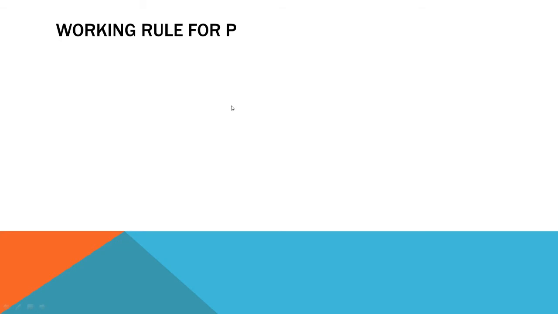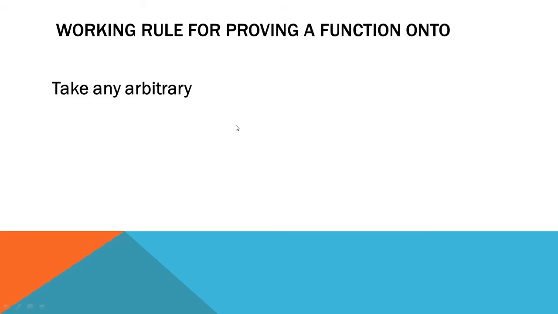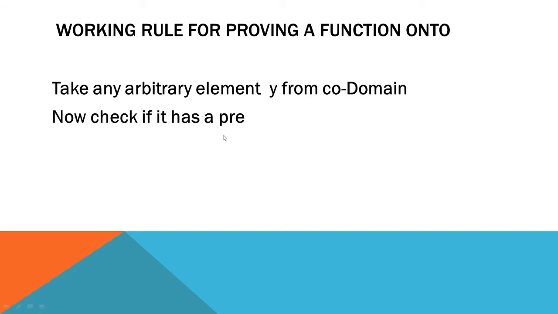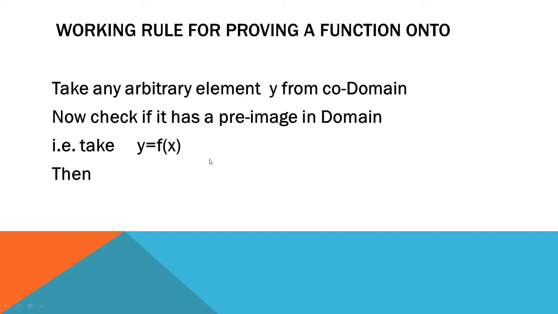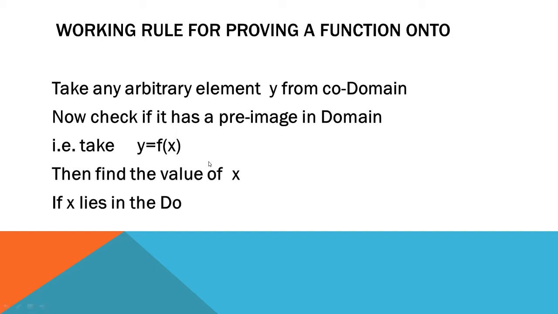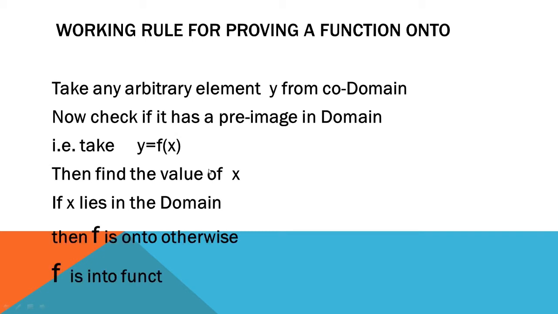Working rule for proving a function onto. Take any arbitrary element y from the codomain. Now check if it has a pre-image in the domain. Then take y equal to f(x). Then find the value of x. If x lies in the domain, then f is onto, otherwise f is an into function.